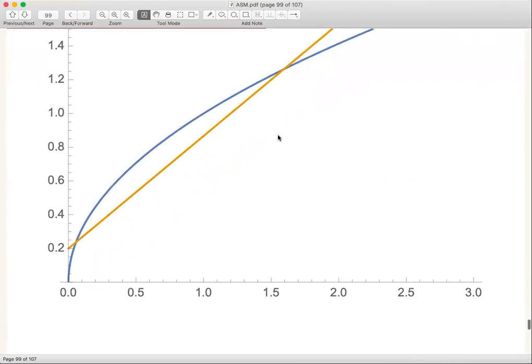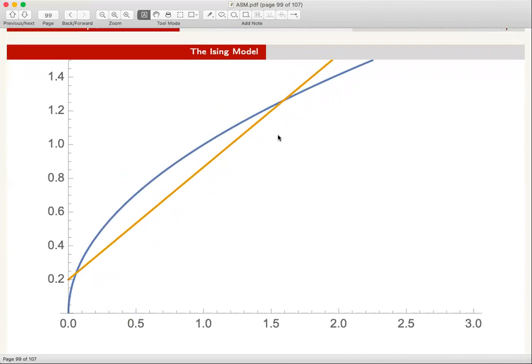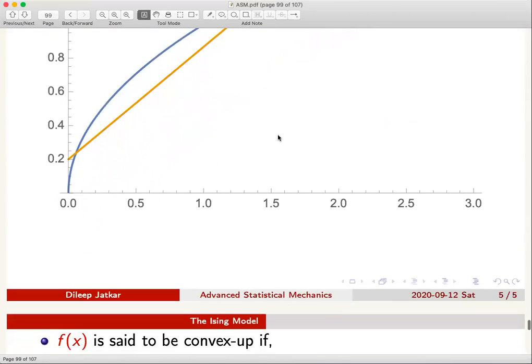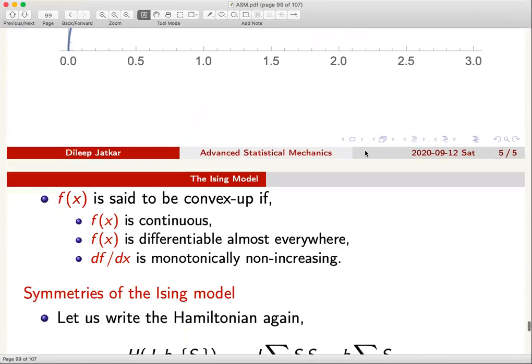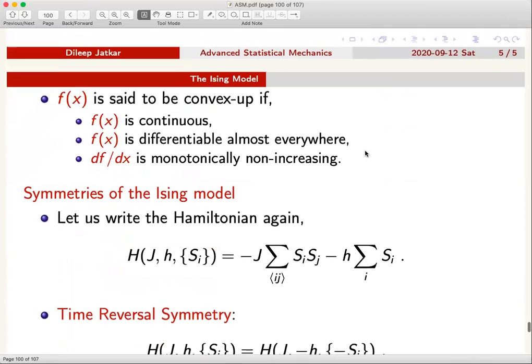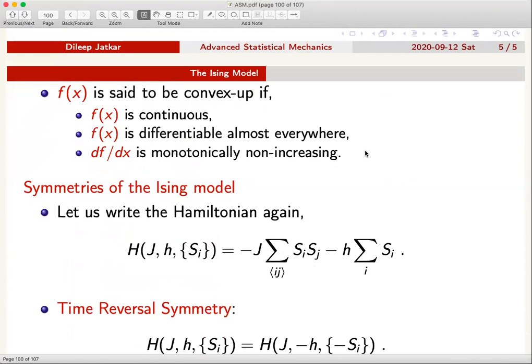Of course, you can define a convex down function, which is exactly opposite of this, where if you draw a chord, it would always be above the function. Okay. So a function f is said to be convex up if the following things are true.